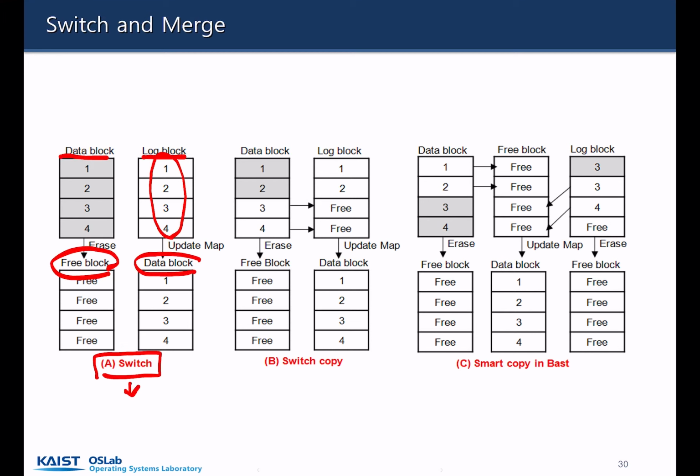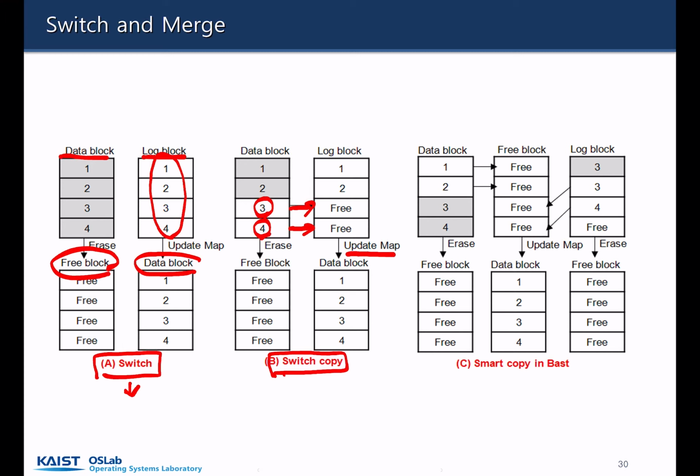And the second one is switch copy. In that case, the contents of the valid pages in the data block are simply copied to the log block, and we update the map, and then we free the data block and transform the log block to the data block. This is what we call switch copy. So in switch copy, the merge is performed by simply copying the data block pages into the log block.